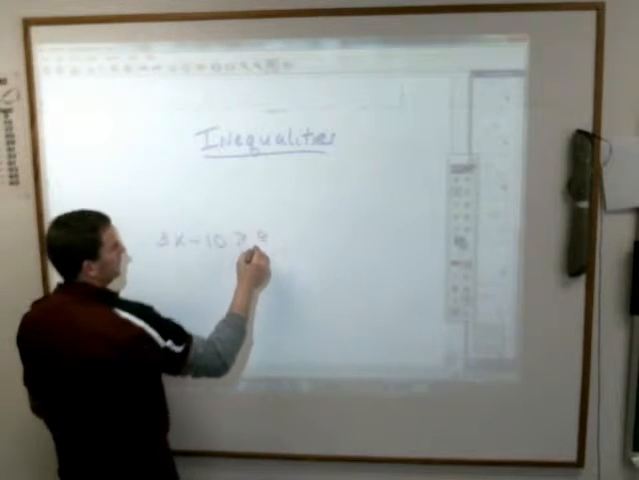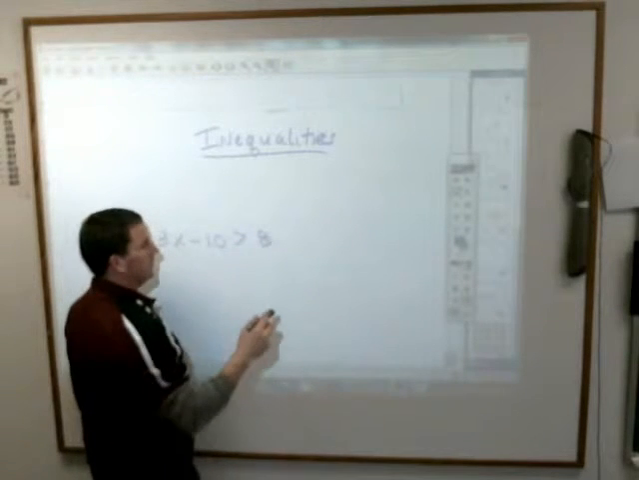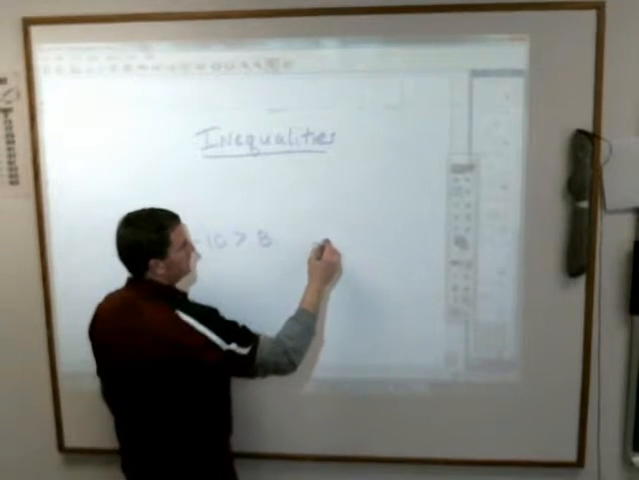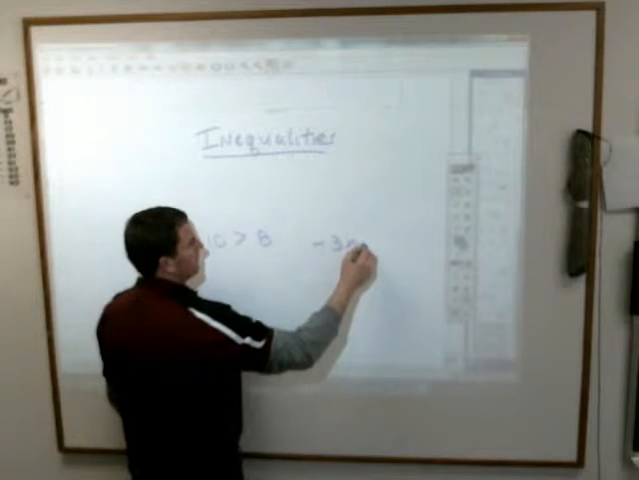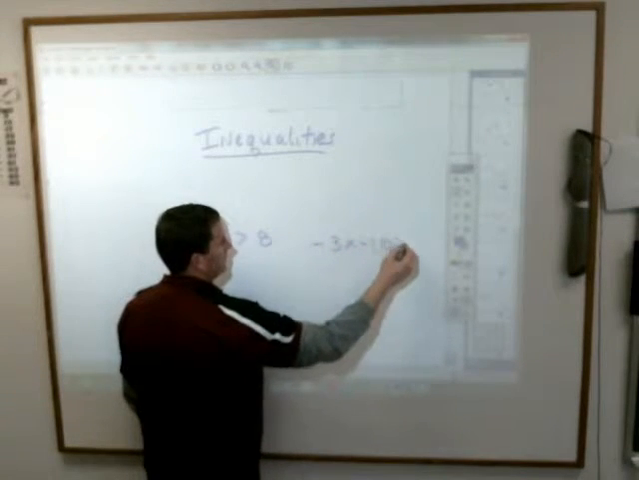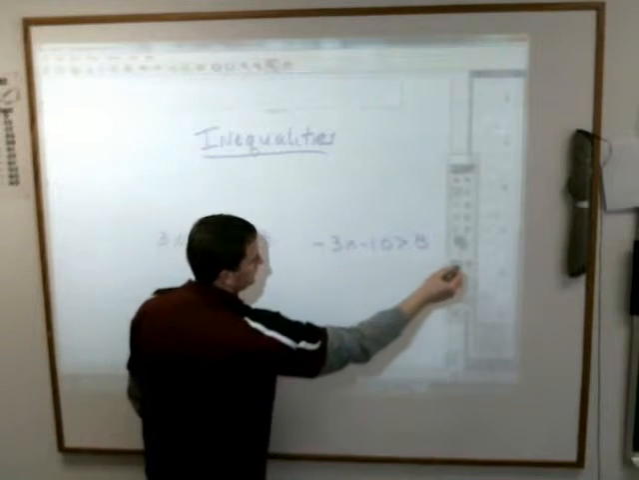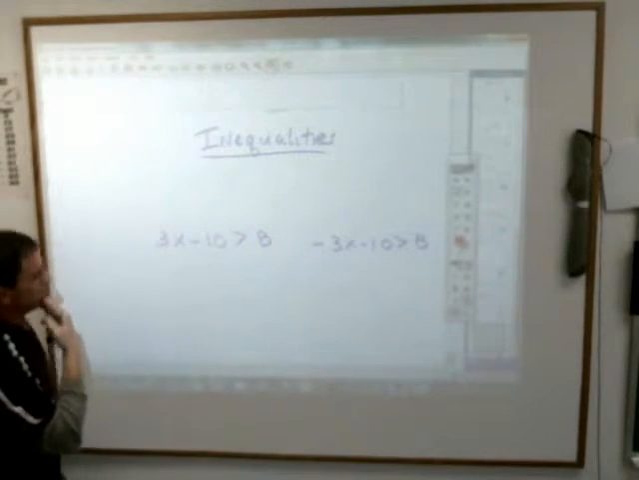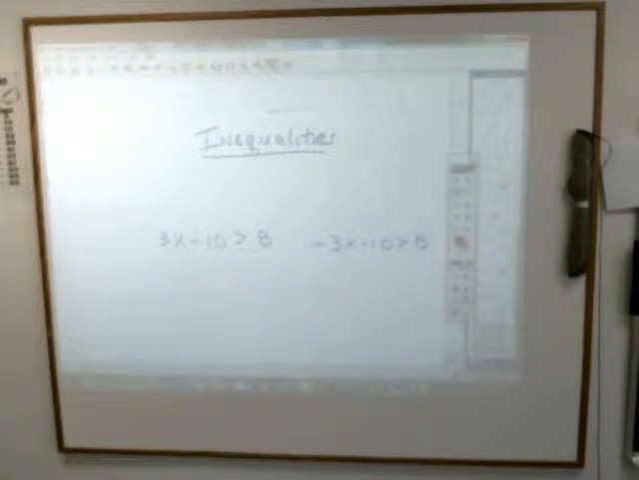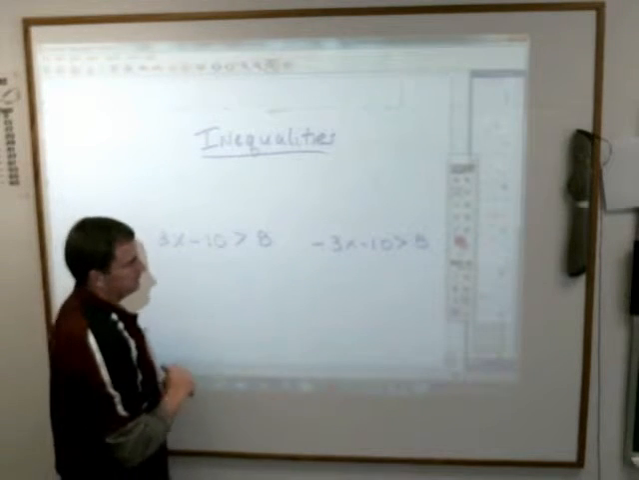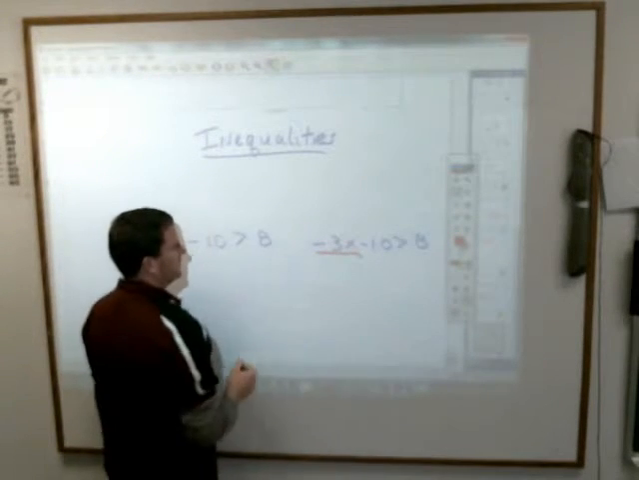Write these two inequalities down. 3x minus 10 is greater than 8, and then minus 3x minus 10 is greater than 8. First of all, what do you notice is the difference between the two equations? Anybody? It's a small, yet significant difference there. Morgan? The 3x is negative. Okay, this 3x is negative.